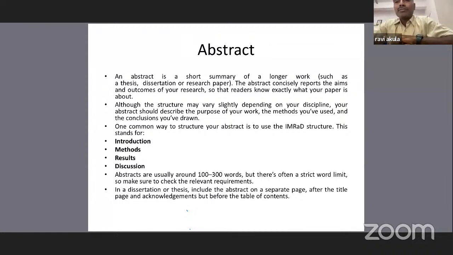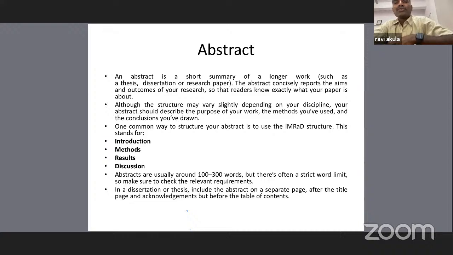So here an abstract is a short summary of a longer work such as a thesis or dissertation or research paper. The abstract concisely reports the aims and outcomes of the research so that readers know exactly what your paper is about. Although the structure may vary slightly depending on your discipline, the abstract should describe the purpose of your work, the methods you have used, and the conclusions you have drawn.